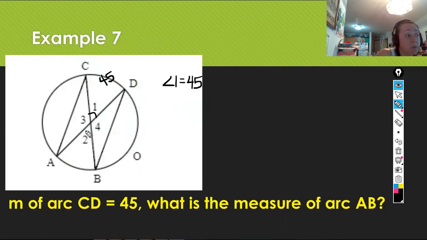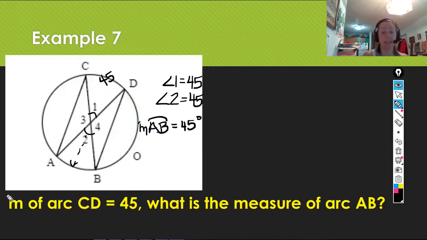And then angle 2, check it out. Angle 2 is a vertical angle. So that would also be 45. And then it's another central angle, which goes right to the measure of arc AB. That would also be 45. So lots of just kind of guessing what's the same there. And then I could figure out 3 and 4. We could subtract from 180 to find this angle, and then that would help us realize that these chords are congruent.